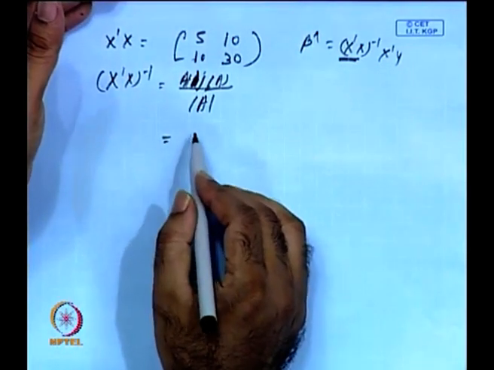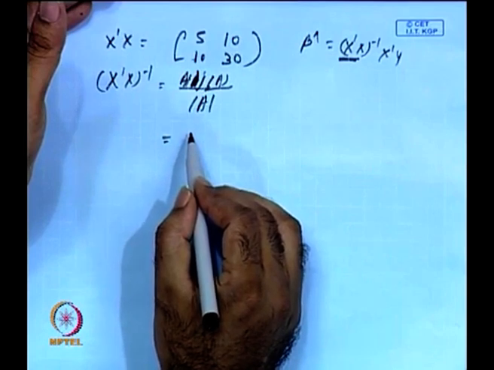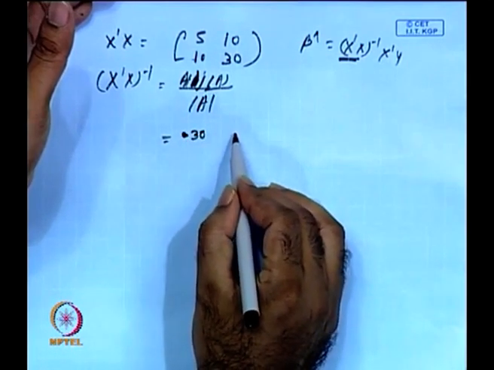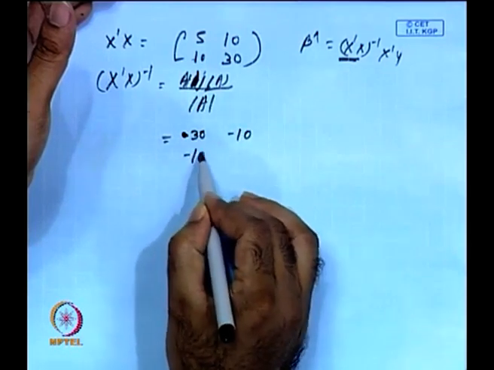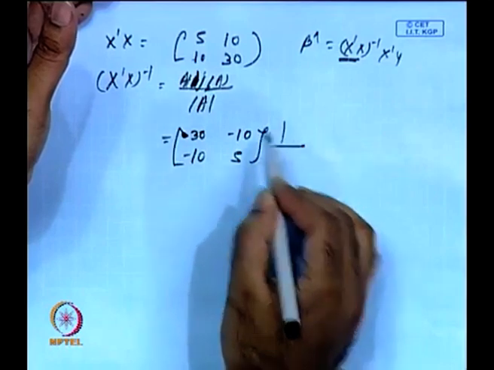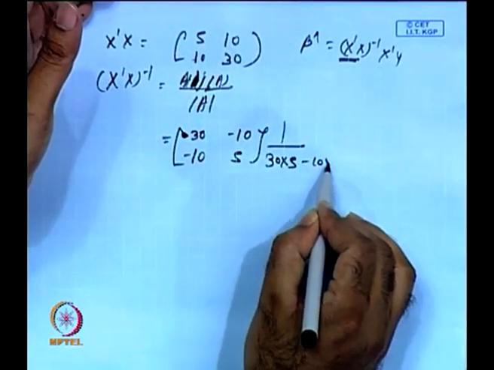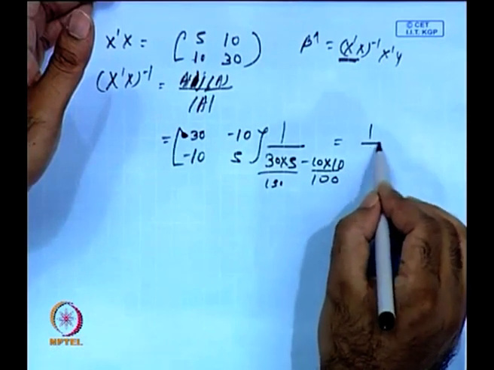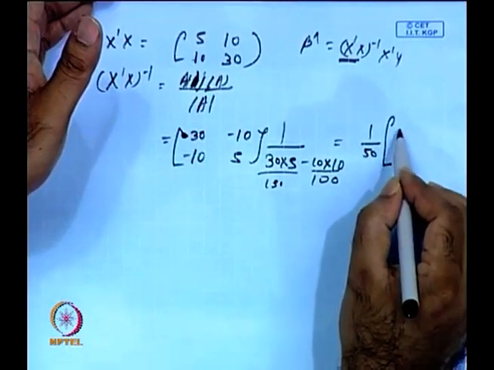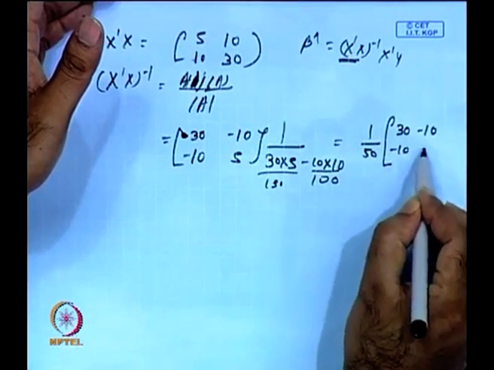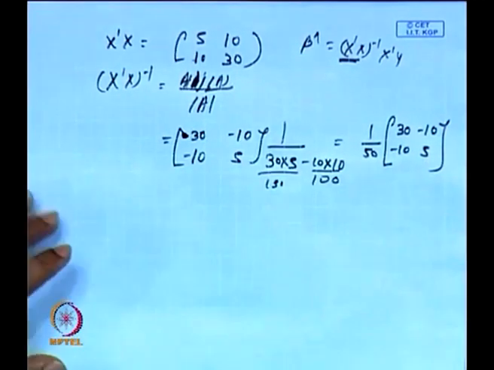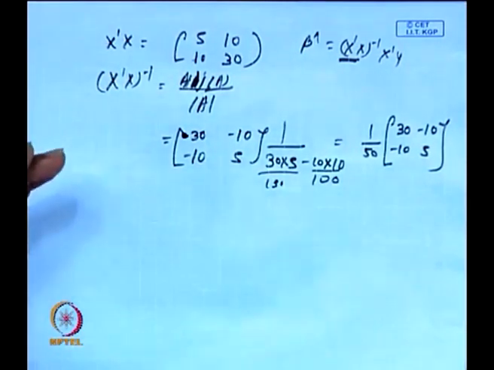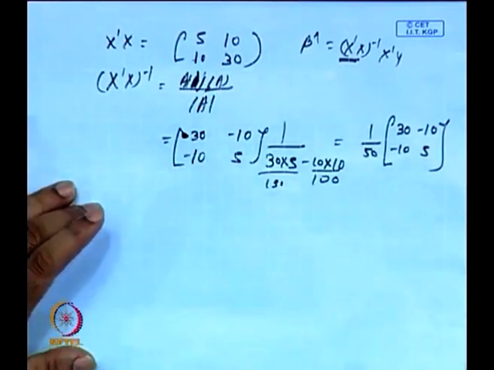So now if we simplify this one, then it becomes minus 30, this is 30, minus 10, this is minus 10, and this becomes 30. Divide by the value of the matrix, this is 30 into 5 minus 10 into 10. So this is nothing but 150 minus 100, which is 50. So x transpose x inverse equals 1 by 50 times 30, minus 10, minus 10, 5. That is the inverse matrix.